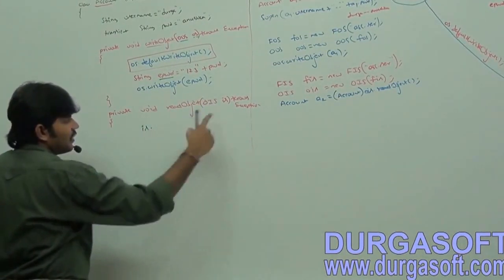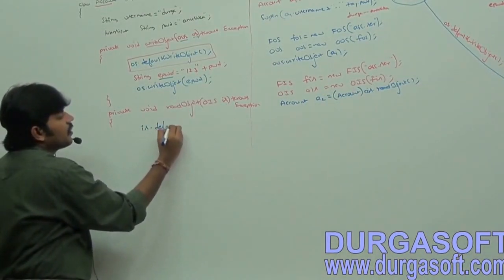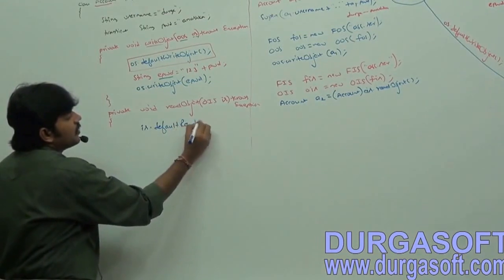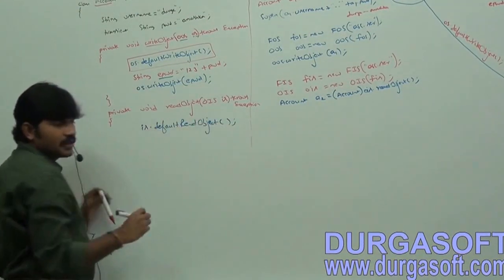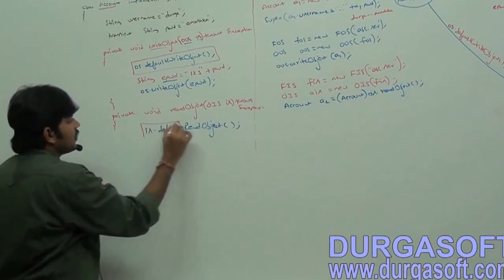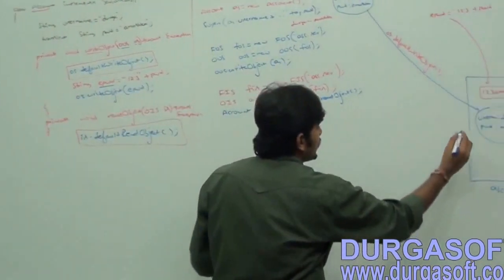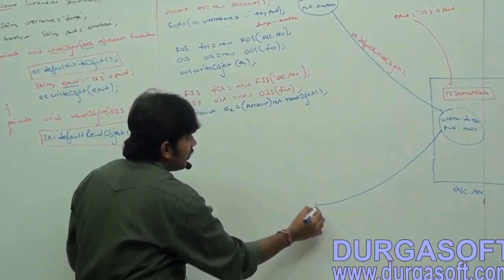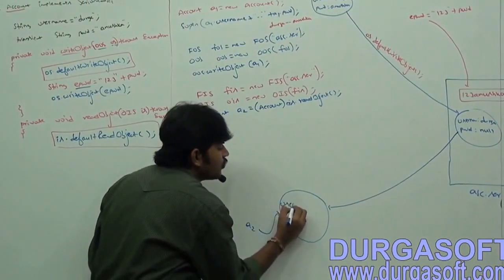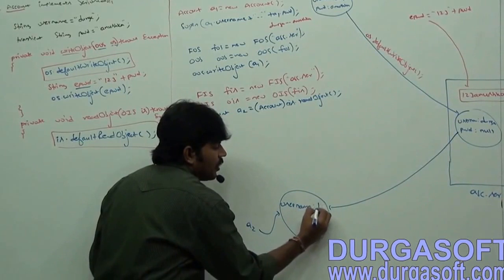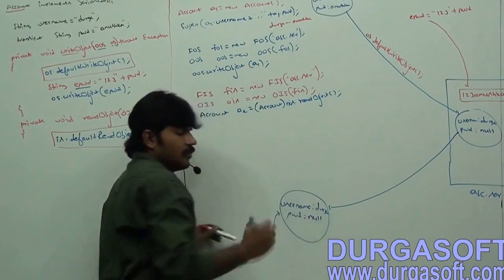is.defaultReadObject(), the ObjectInputStream's default read object. Are you getting it? Do you know this line? Now the control is coming here. For a2, what is the username? Durga. And what is the password? Null. Hey, password is null.